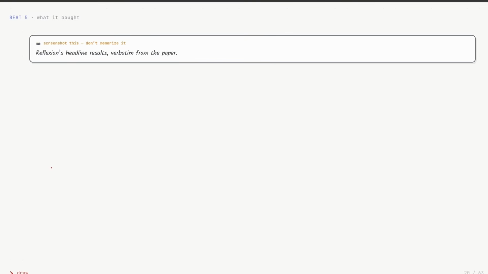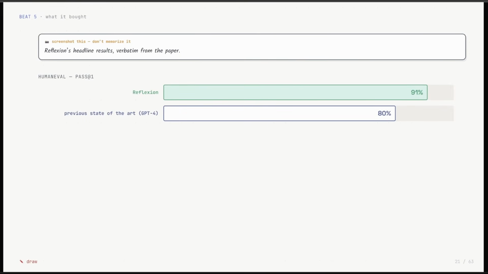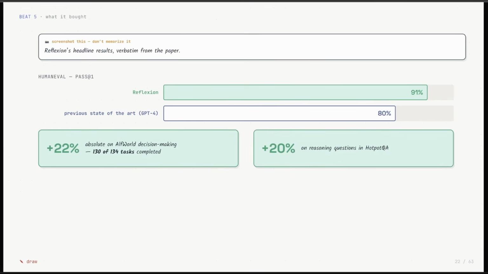So with all of this reflection, what are you basically buying? I just need you to remember the ballpark, you don't need to remember the exact numbers. So on HumanEval, this is a benchmark, you are having 11% improvement compared to the previous state of the art of GPT-4, which is at 80. So this is the methodology that was used by GPT-4. So it's not really a rounding error improvement. It's sizable. On AlfWorld, another benchmark, decision-making, plus 22% absolute. And concretely, 130 of 134 tasks completed. So on HotpotQA, you're having 20% improvement.